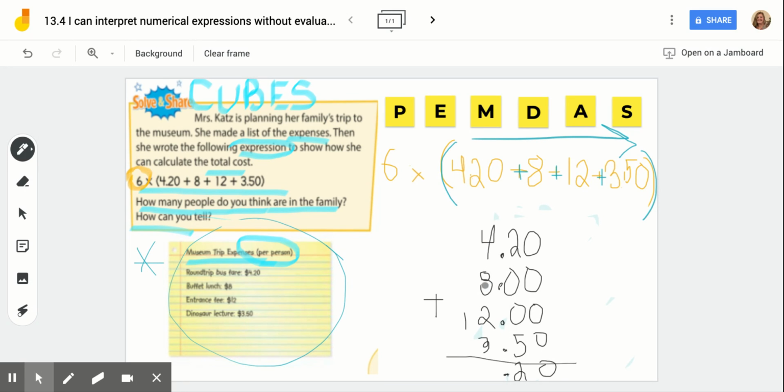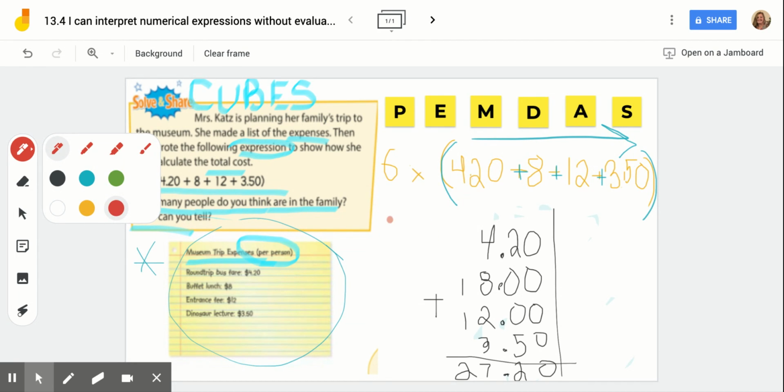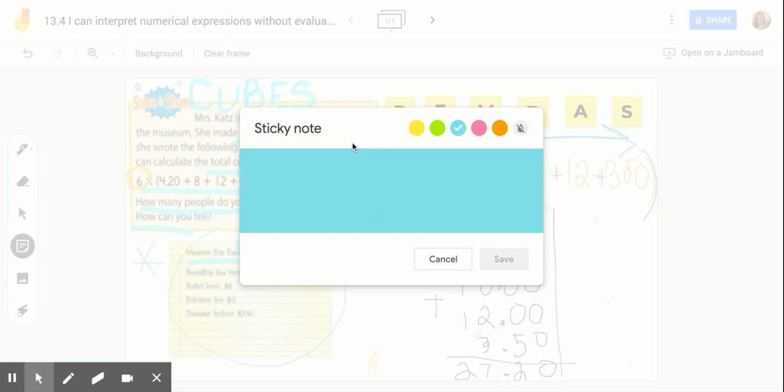So the best way to do this is 8 plus 2 is 10. Plus 4, 14, 15, 16, 17. Carry my 1. I have $27.20. You're definitely not going to the museum in New York because that's cheaper than it is to get in. So I have $27.20. This is the cost for one person. I'm going to just sticky this out. One person equals $27.20.